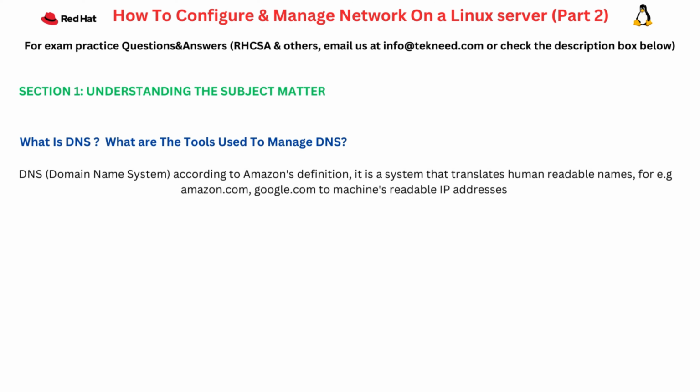According to Amazon's definition, it is a system that translates human readable domain names, for example, Amazon.com, Google.com, to machine readable IP addresses. If you're new to DNS, please check the internet to get an extensive knowledge about what DNS is. And also, if we have completed our DNS course, I will just drop it in the description box below. So you can also check that in case we've completed it, you'll be able to see our extensive lesson about what DNS is.